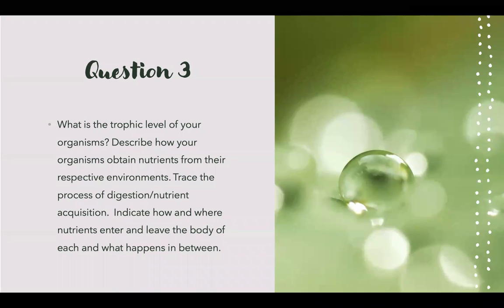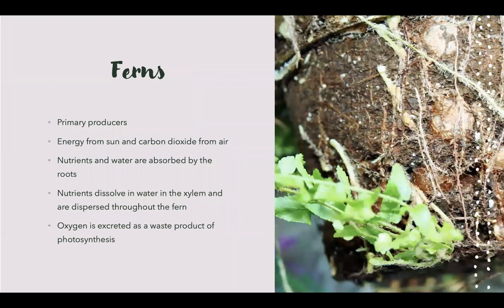Question 3 asks, what is the trophic level of your organisms? Describe how your organisms obtain nutrients from their respective environments. Trace the process of digestion and nutrient acquisition, and indicate how and where nutrients enter and leave the body of each and what happens in between.